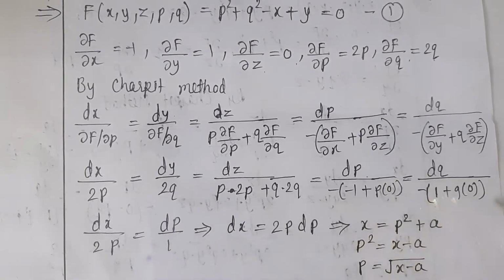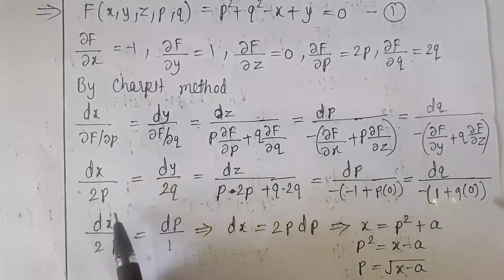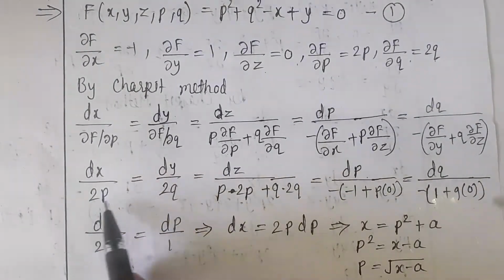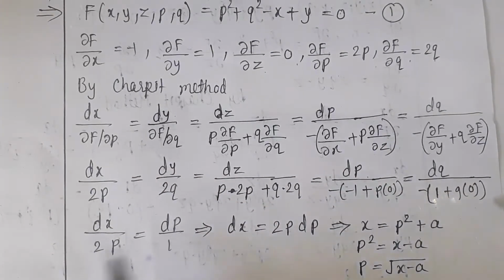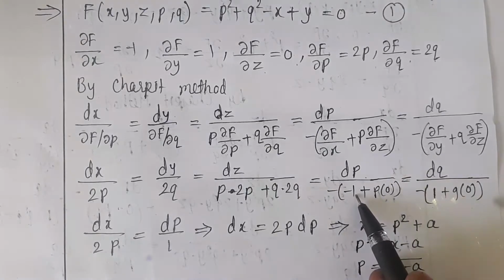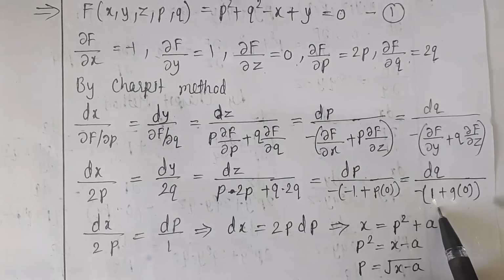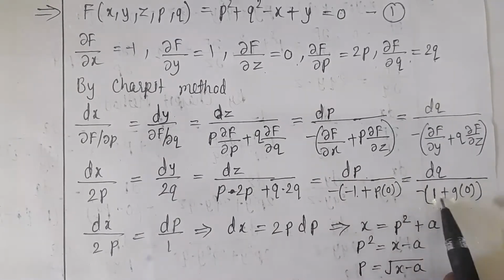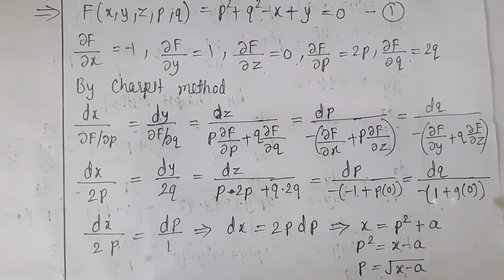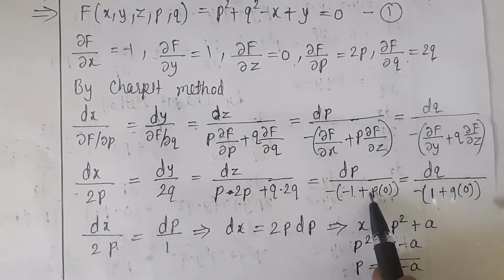Now consider any two ratios. So which two ratios can we consider here? Here we have dx upon 2p. We cannot consider the first two ratios because it must be in terms of x and y. So we are not getting it here. Then dp upon plus 1 is equal to dq upon minus 1. So you can consider the last two also, dp by 1 is equal to dq by minus 1, or you can consider the first and last, or the first and this dp also.